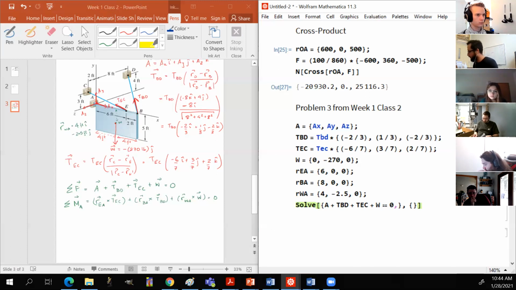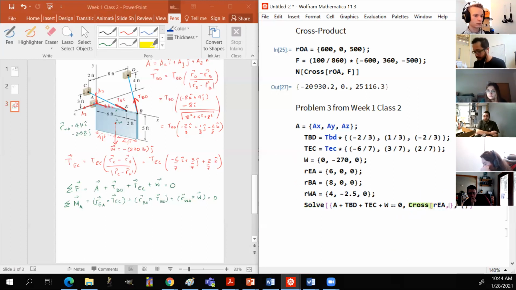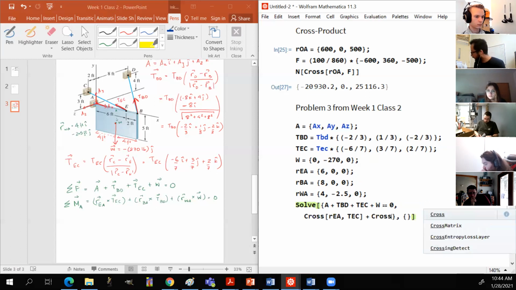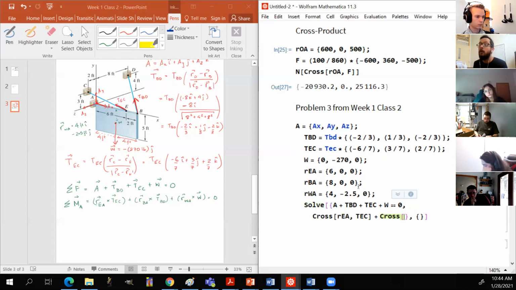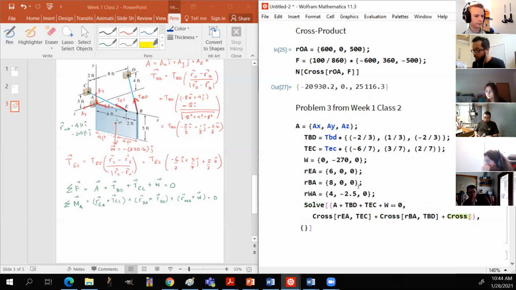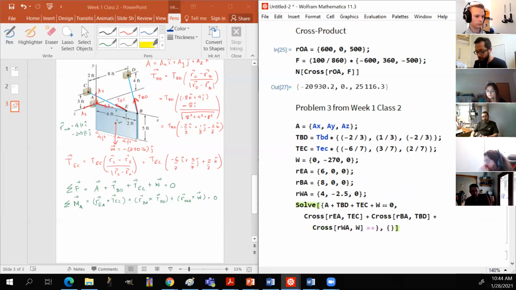And then my last equation is what? I've got 3 cross products. So I've got cross of REA and TEC, plus cross of RBA and TBD, plus cross of RWA and W, right? This is also equal to 0. So now I've defined all my expressions, right? And what are my unknowns?